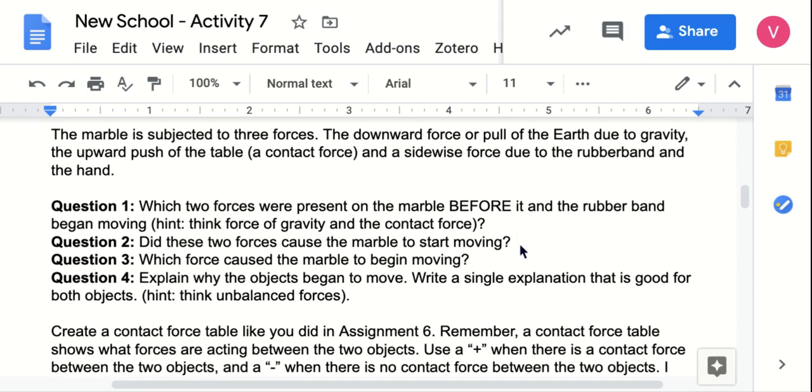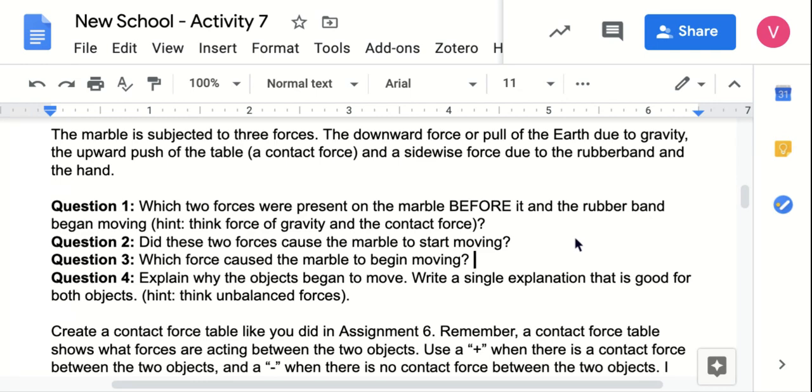Question 3. Which force caused the marble to begin moving? So when my hands were on the rubber band, I started to push on the marble and pull on the rubber band. And that got the marble into position. Then when I moved my hands away from the rubber band, the marble went flying in the opposite direction because of the force of the rubber band.